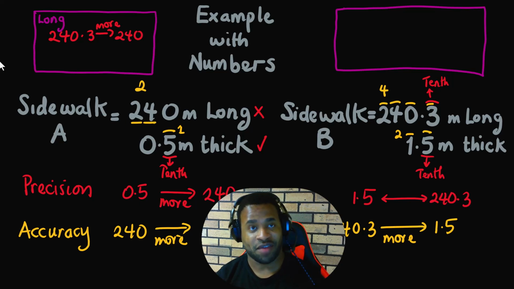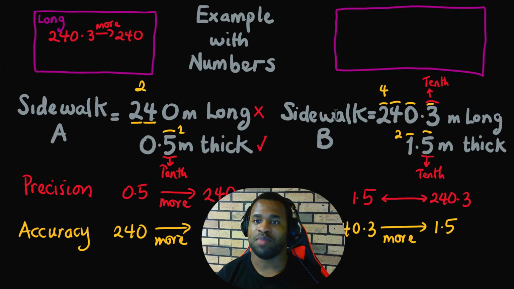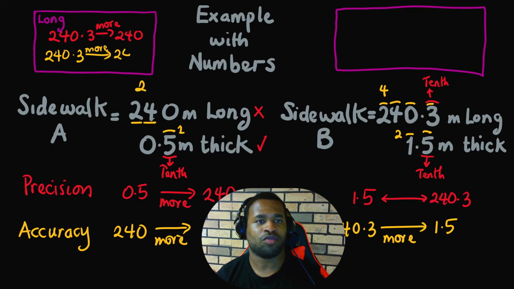Now, in terms of accuracy, we can also deduce that because our sidewalk B has 4 significant digits overall, however, our sidewalk A length has 2 significant digits. This here also shows us here that our 240.3 is more accurate than that of our 240 in terms of the length.